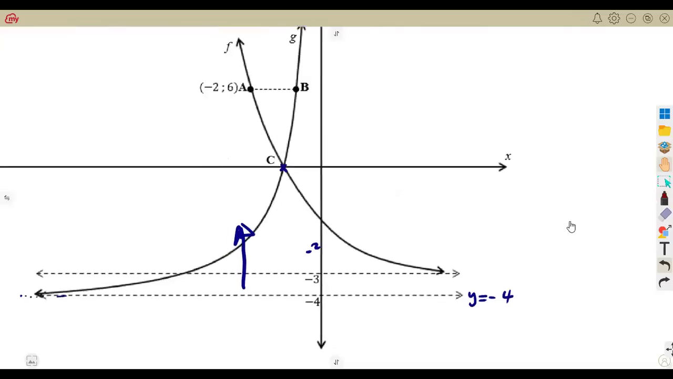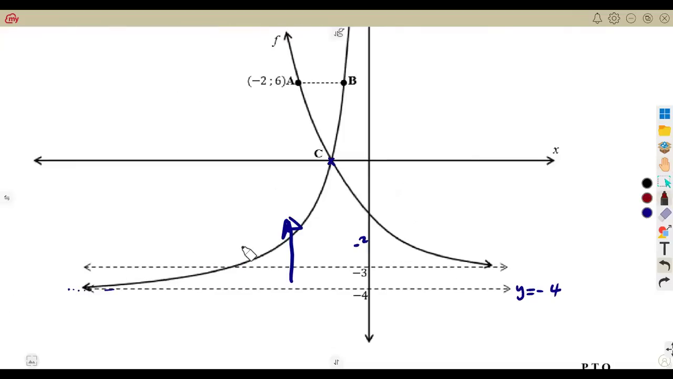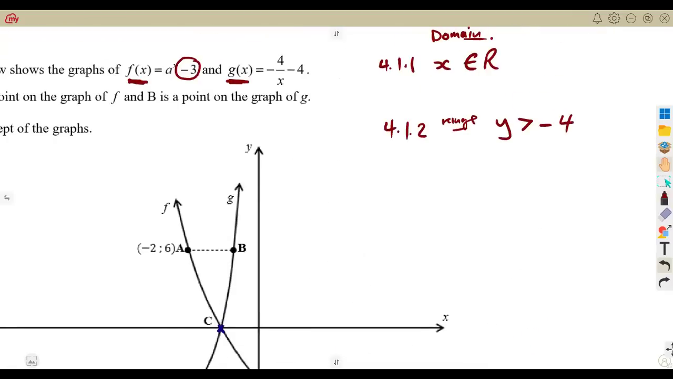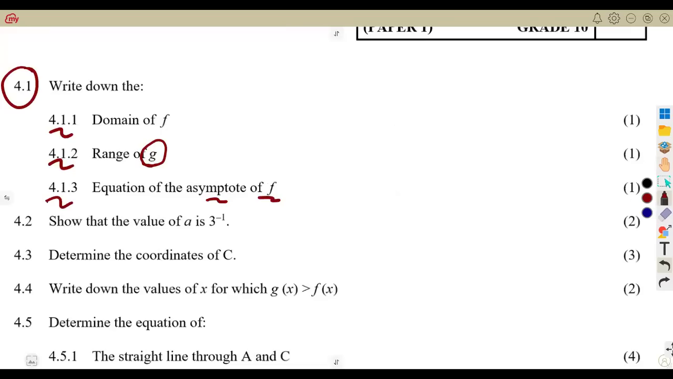Or you can take it from the graph, the asymptote, where the graph of f is limited. Remember, this is the graph of f, this one. It is limited where? At -3. So that is our asymptote for f. Y is equal to what? -3. So for f, the asymptote is y is equal to -3.